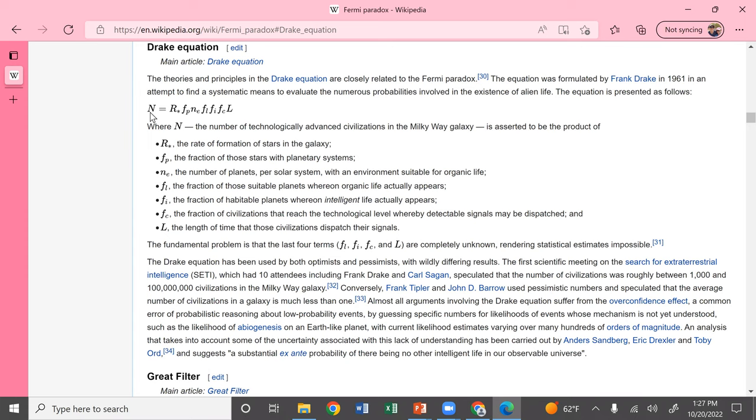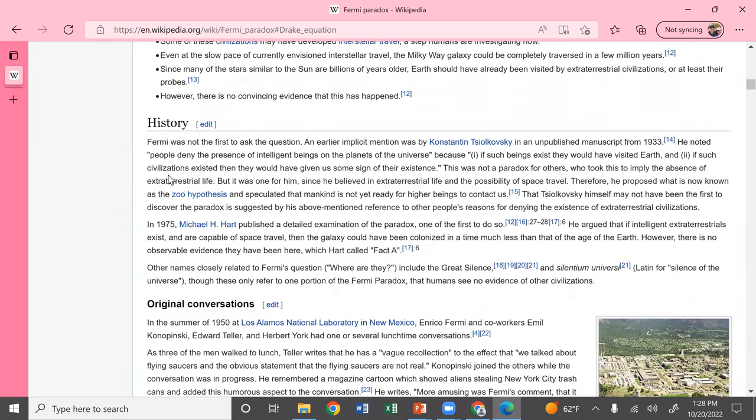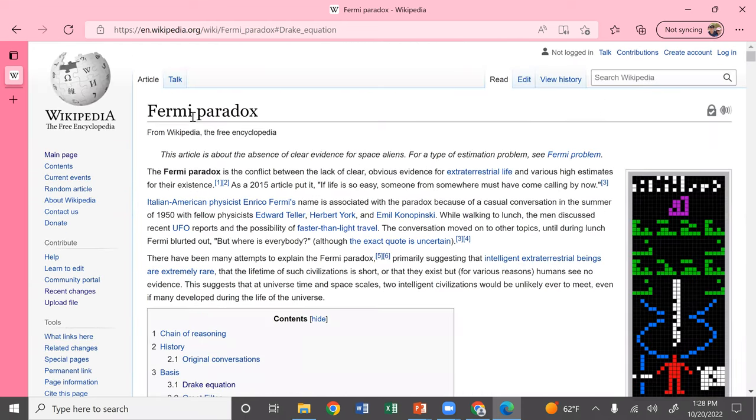But the thing is that R and F are both so big, and the size of the Milky Way is so big, that it seems like there should be other technologically advanced life developing just based on sheer probability. The fact that we don't see that is what's known as the Fermi paradox, right? The story goes that Fermi was sitting in the lunchroom at the Manhattan Project by himself, thinking about extraterrestrial life in his spare time, and he just blurted out and interrupted everybody talking about work around him: where is everybody?